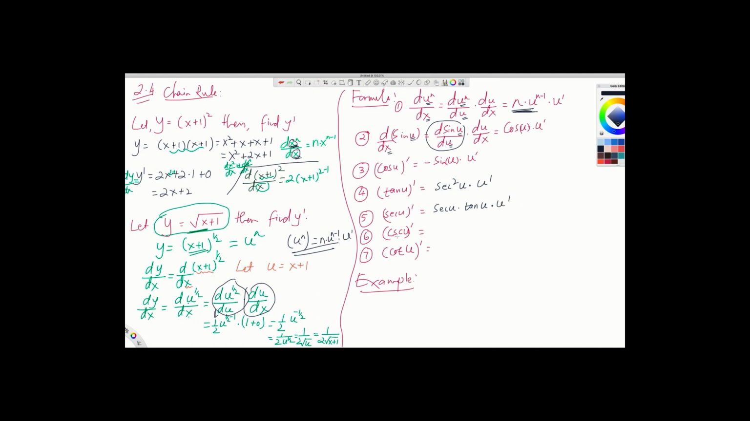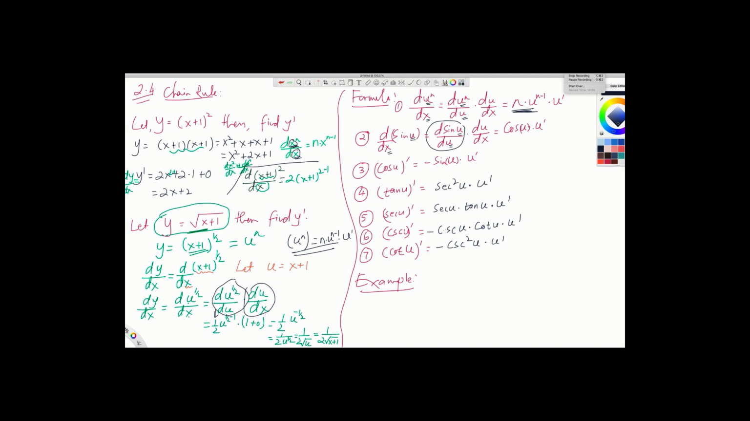Okay, similarly for cosecant, it is minus cosecant u, let me write c as c, cosecant u times cotangent u times u prime, and the derivative of cotangent u is negative cosecant square u times u prime. Okay, so this is nothing new. We have the formula of all these trig ratios already, and we have the formula for this.